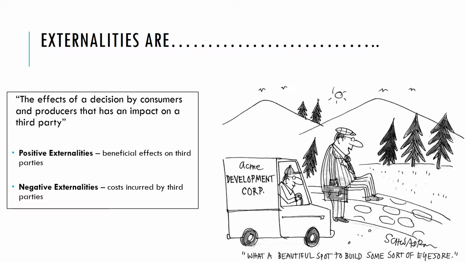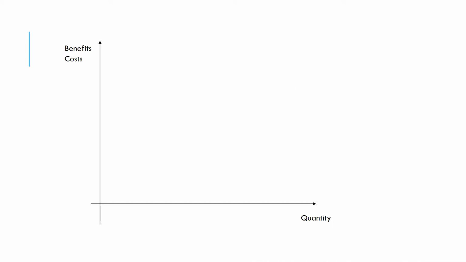Externalities are the effects of a decision by a consumer or producer that has an impact on a third party. We've said that they could be positive effects, positive externalities, or negative effects, negative externalities. In this video, we're going to look at negative externalities and what can be done to try and lessen or solve the market failure that results. So let's remind ourselves of the analysis that shows us the market failure associated with negative externalities.